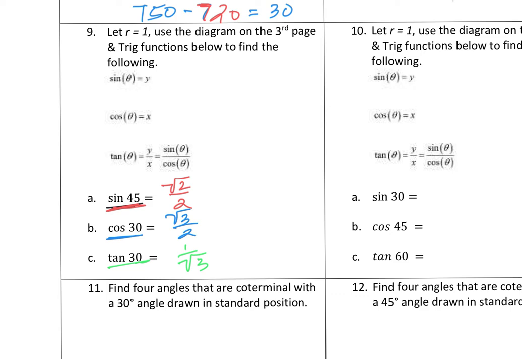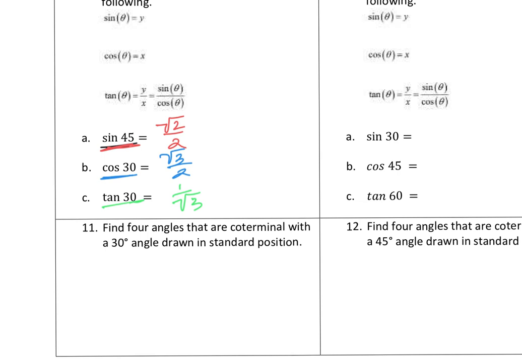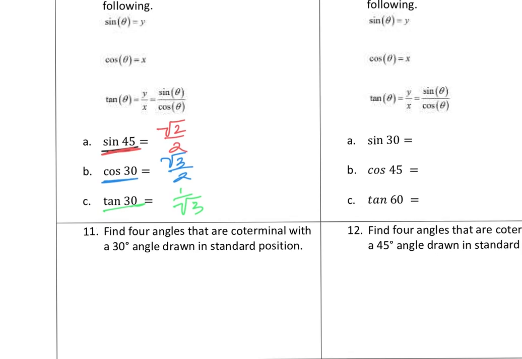Now the last one talks about finding 4 angles that are coterminal with a 30 degree angle drawn in standard position. Standard position means you're starting off at the origin and then moving around. From standard position, I can take 30 degrees and add full circle degree measurements to it to give me the next angle that is coterminal. So I can add 360 to this and get 390.